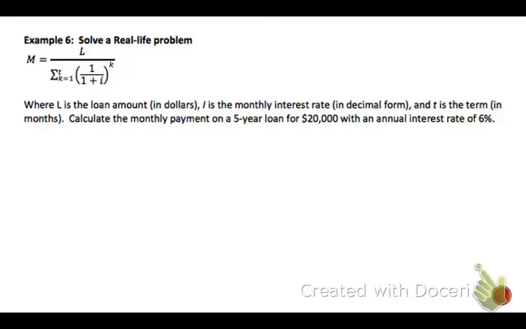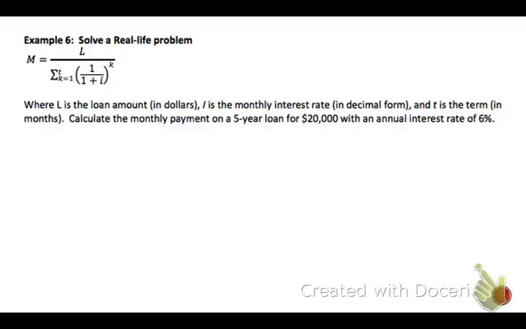All right, this is a pretty difficult one, so let's go ahead and jump in and see if we can tackle it. So it says L is the loan amount in dollars. We're going to solve a real life problem, and then it should be i, lowercase i, is the monthly interest rate in decimal form. T is the term in months, and then we're going to calculate a monthly payment. That's what capital M stands for, on a 5-year loan for $20,000 with an annual interest rate of 6%.